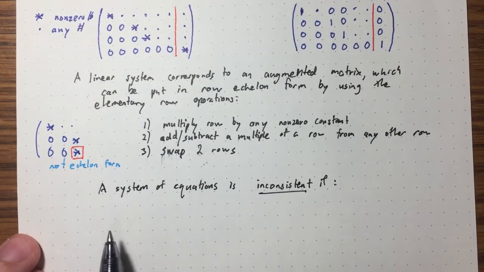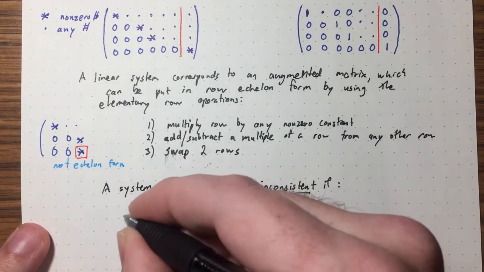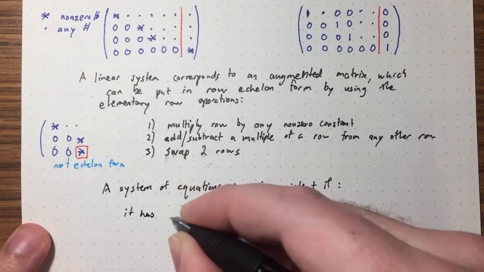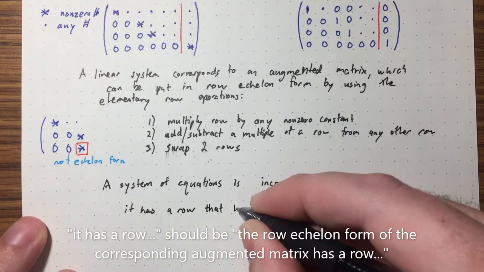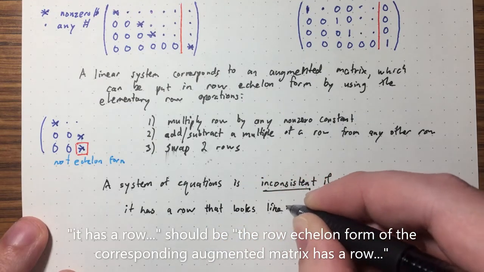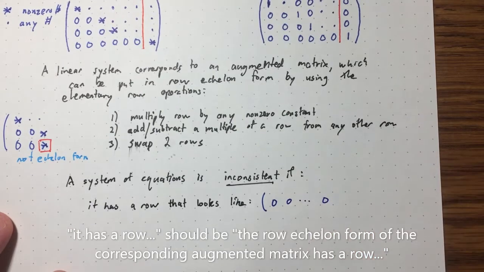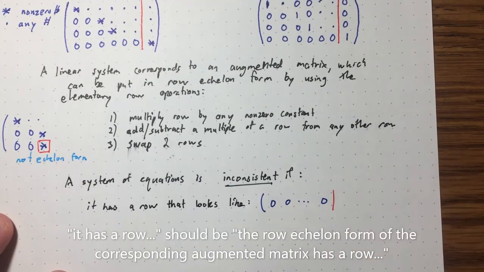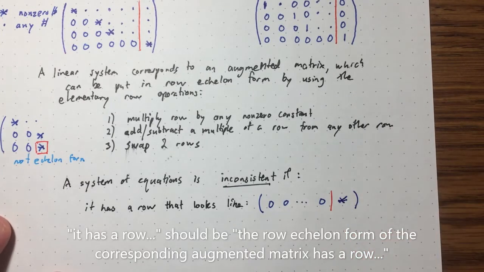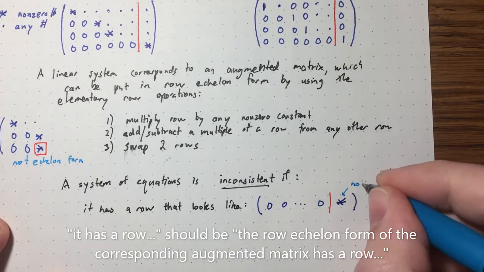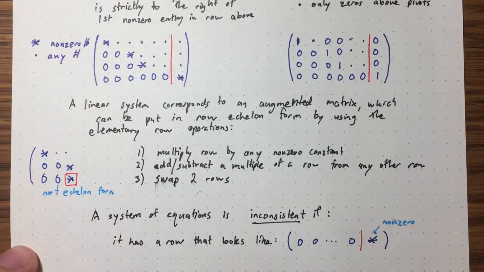Well, recall what we're looking for is a row that looks like this. We have all zeros, a bunch of zeros. But then, in this very rightmost entry of the augmented matrix, we have something that's not zero. Let's say that's non-zero. If we ever get a row that looks like that, then our system of equations is inconsistent.